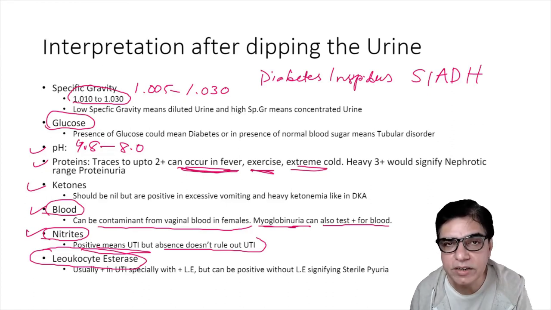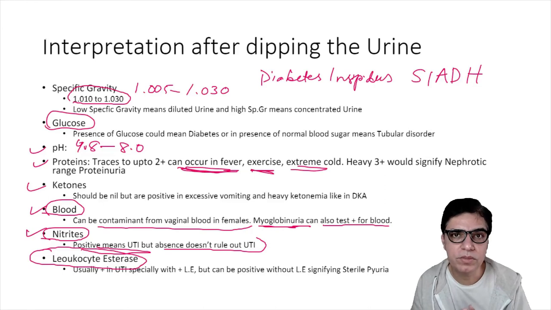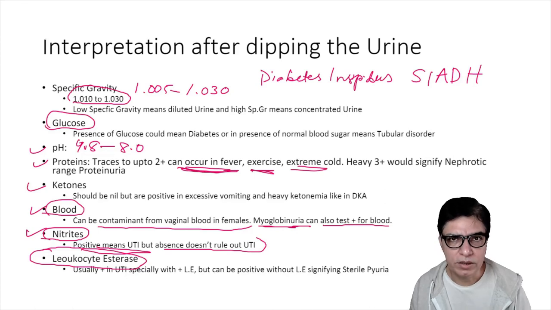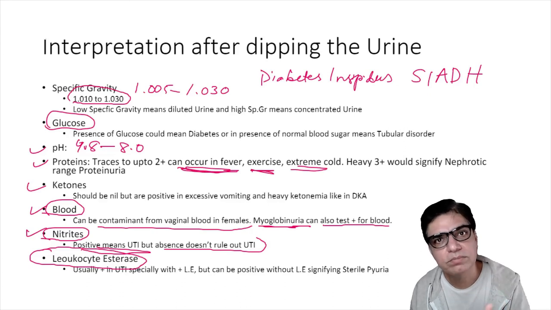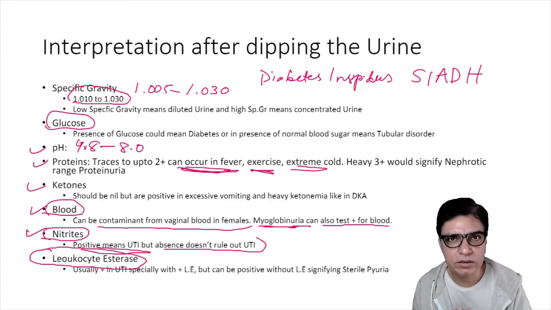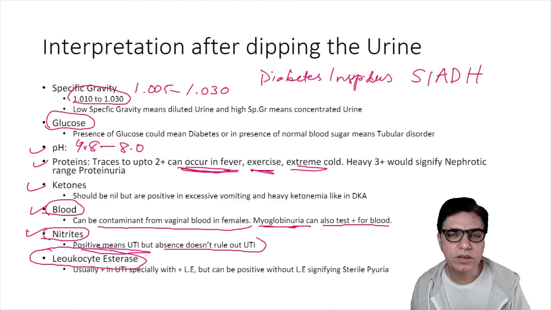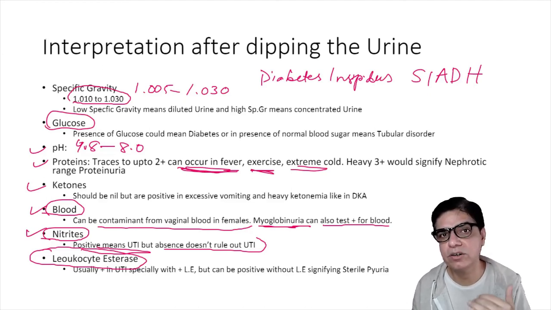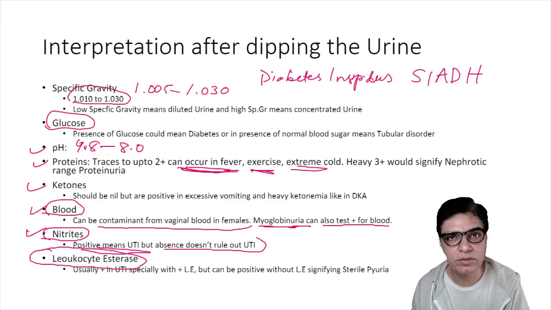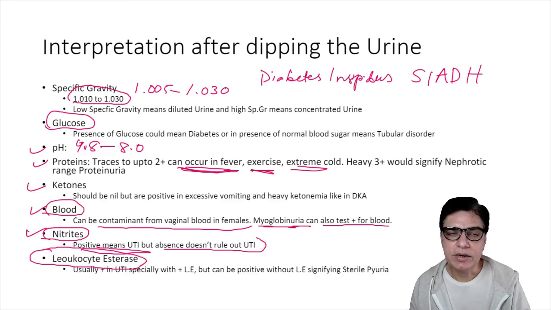But this does not mean that white blood cells are synonymous with UTI. White blood cells can come up in a variety of conditions. Yes, if leukocyte esterase is positive along with a positive nitrite, then it is highly suggestive of a UTI. But let's say nitrites are negative and leukocyte esterase is positive, it can happen in a condition which we call sterile pyuria. Sterile means that there is no bacteria because nitrites are negative. And pyuria means that the white blood cells are coming in the urine. And this can happen in different types of conditions.